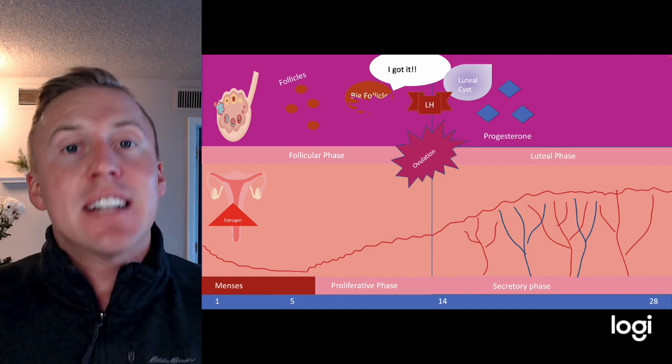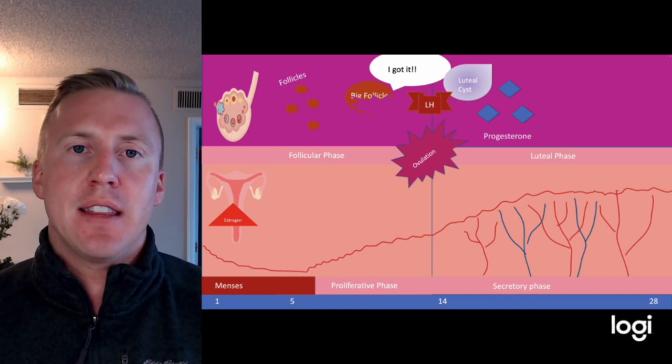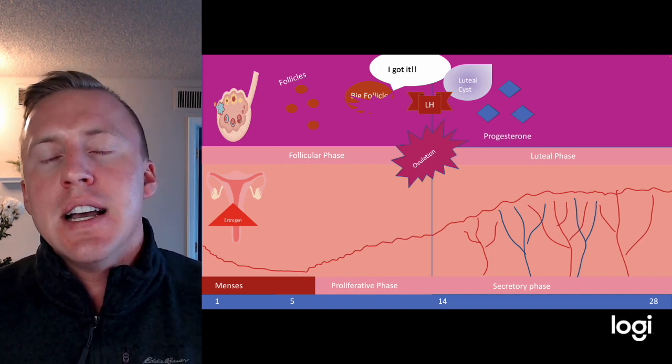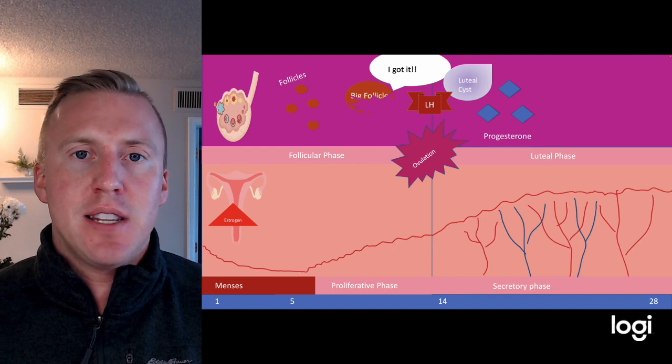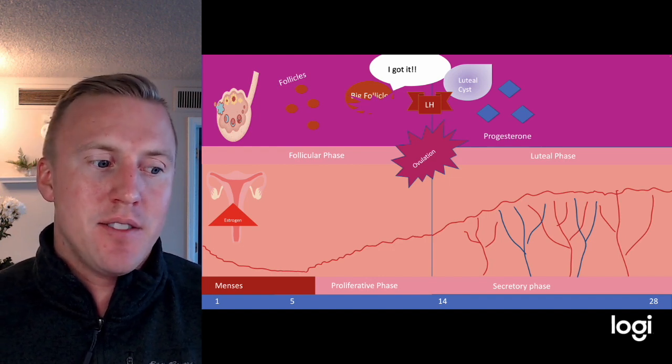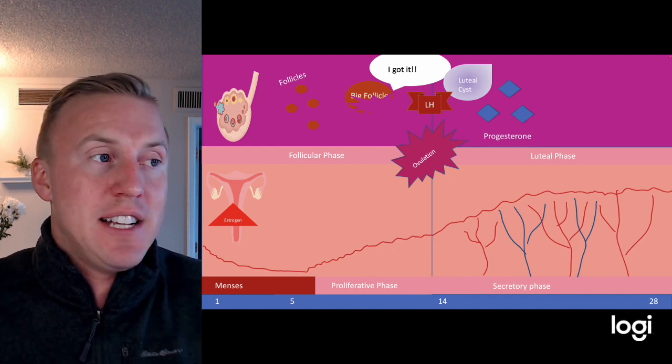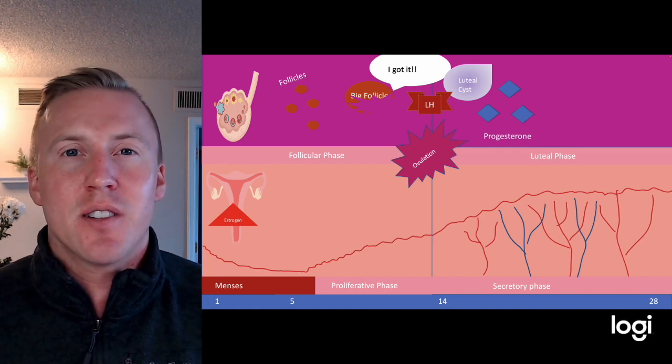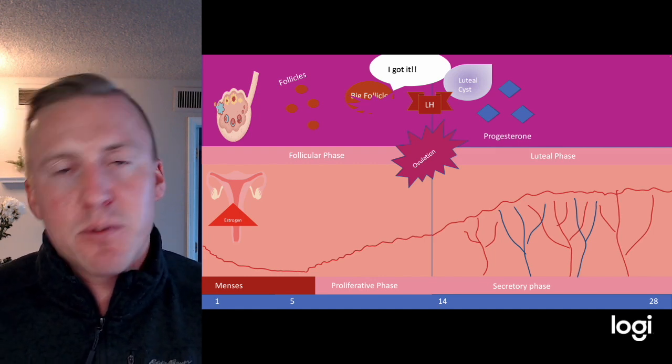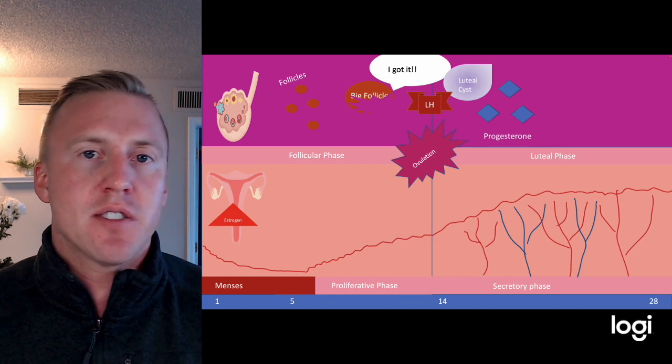Now, if that doesn't occur, if there's no sperm or anything like that, what happens here is that corpus luteum, or that luteal cyst, is like, well, no one's telling me what to do anymore because HCG would have, but it's not here, so I'm just going to stop. Well, that's what it does. It stops making the progesterone.